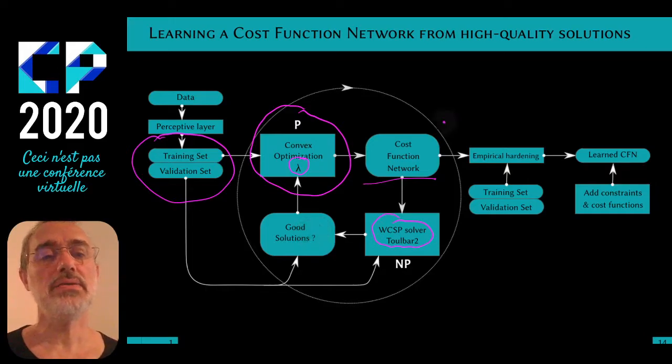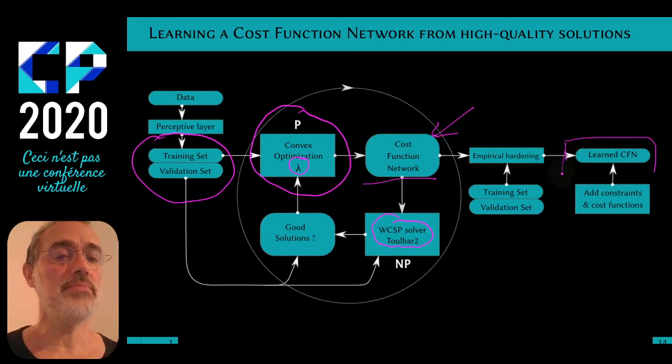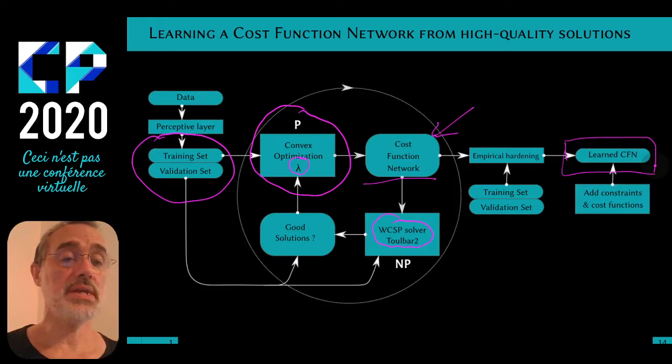So at the end, you get your cost function network. You can go through an extra optional step, which we call empirical hardening, where some of the cost functions will be transformed into constraints, and you have your final learned problem. It is a cost function network. You can scrutinize it, you can add extra constraints if you have exact knowledge to add, and you can refine the criteria using extra cost functions.